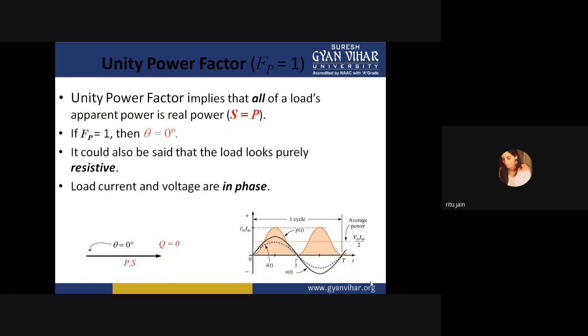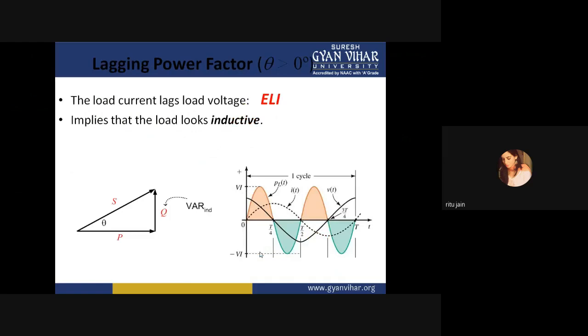In a resistive load, the voltage waveform is the same as the current, and there is no angle between voltage and current. So the load looks purely resistive, and the load current and voltage are in phase. For a lagging power factor, theta is always greater than 0 degrees. So the load current lags the load voltage, which implies that the load looks inductive.